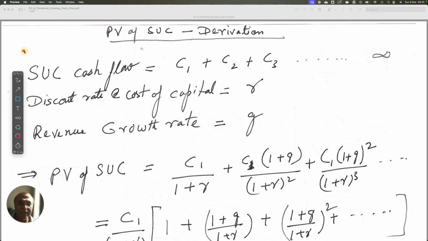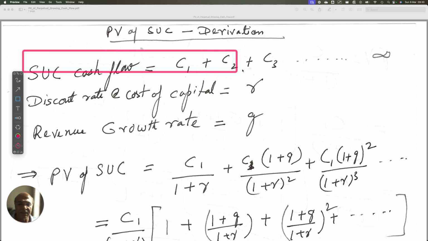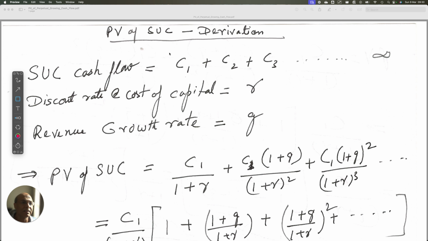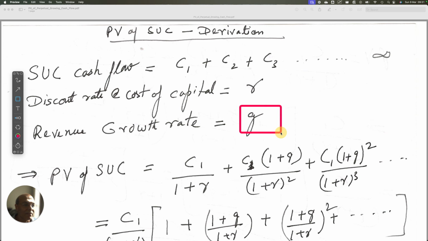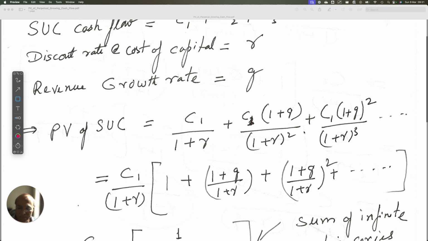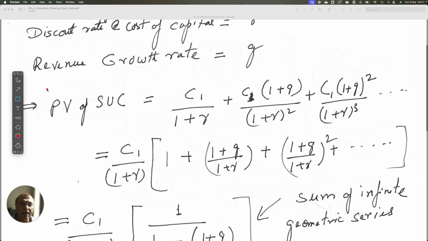So what is the cash flow? C1. It's a growing perpetuity. The cash flow C1 will increase going forward with time depending upon the growth rate. The discount rate, which is the cost of capital, is R. The revenue growth rate is G, which we saw as 11%. So you have a PV, which is going to be the discounting of all the cash flows, like C1 will be multiplied by 1 plus growth rate divided by 1 plus R squared, and like that.